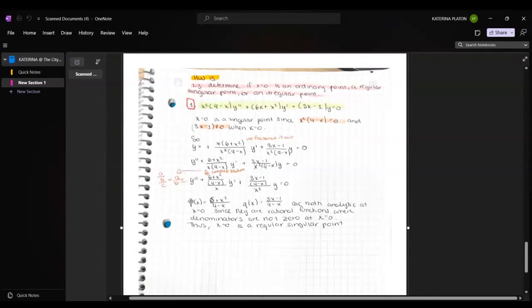And then since we simplified it, our little p of x would be 6 plus x squared divided by 4 minus x, and the same with little q of x equals 3x minus 1 over 4 minus x. And then we know that it's analytic, and those are rational functions because when you plug in 0 into the x, the function does not equal 0, so that's why it makes it a regular singular point.